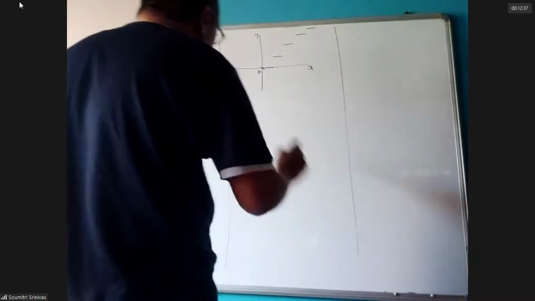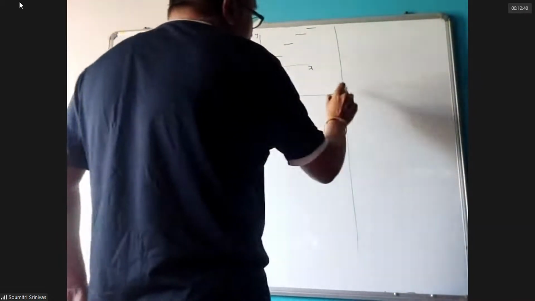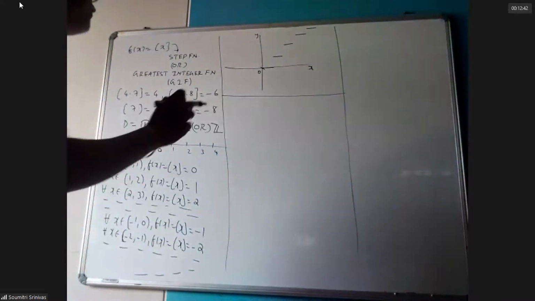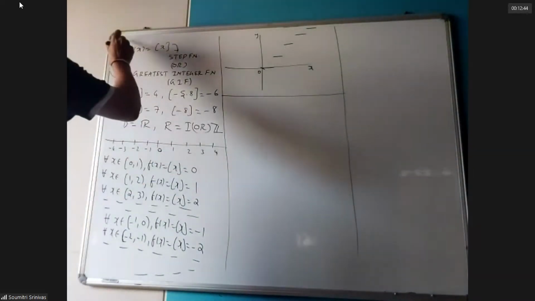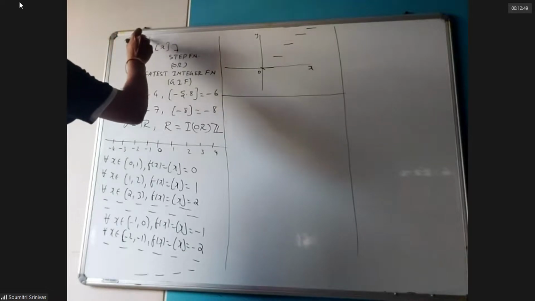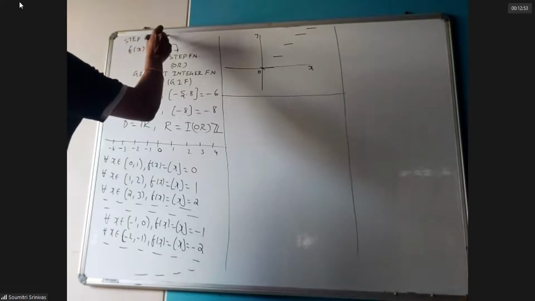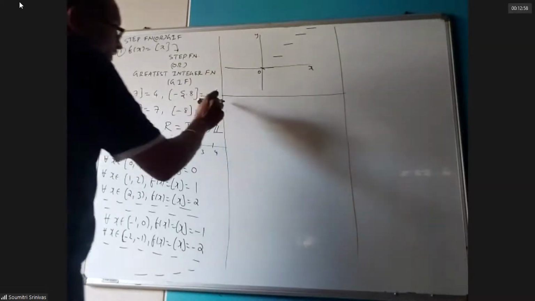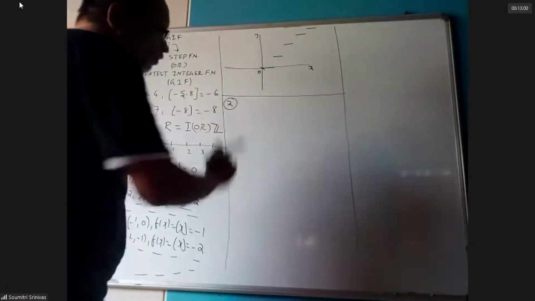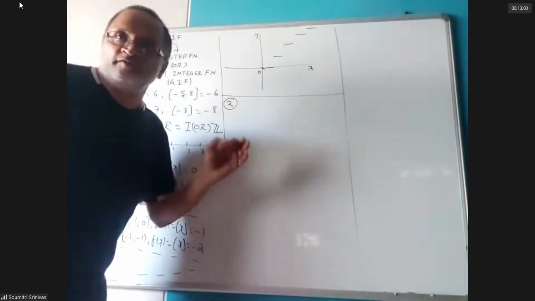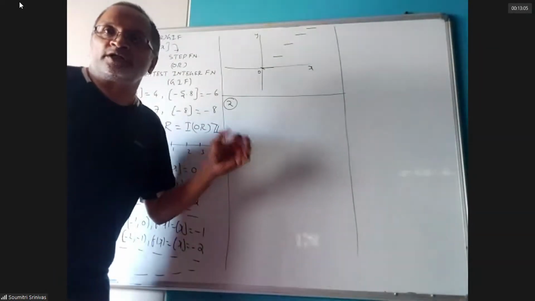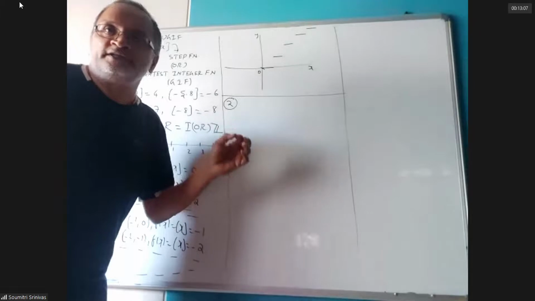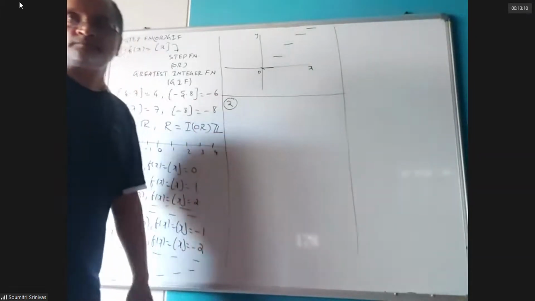Now, some properties of step function, or GIF. First point. Do not write, it will be there on the board. You can copy all of them later. I expect every one of you, please look at your screens carefully. Now look here.